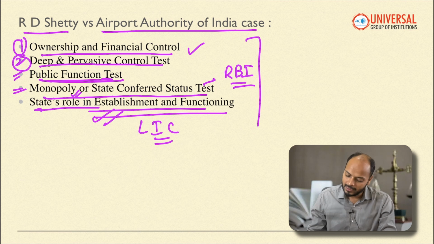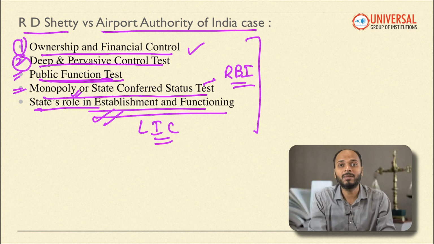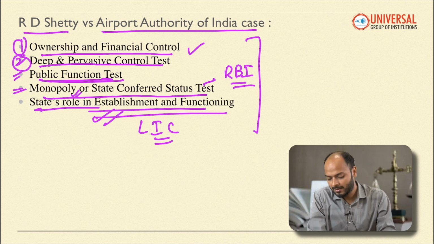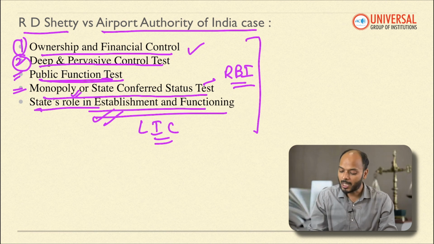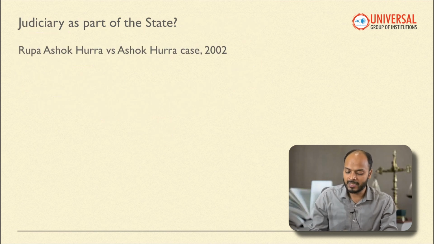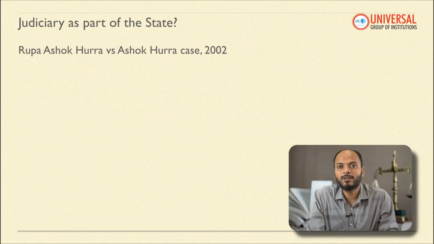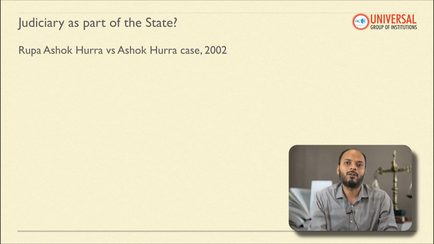So I hope the definition given by the Supreme Court in R.D. Shetty versus Airport Authority of India case is clear. Through this 5-point test, you can identify whether a body will be considered as part of a state under the definition of Article 12 or not. Now the last and very important thing, whether judiciary is part of a state under Article 12 or not.